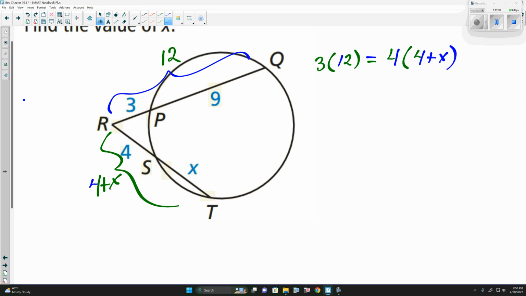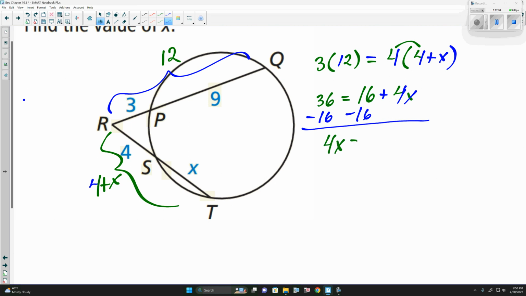Now on the left-hand side, we have 3 times 12, which is 36. 4 times 4 is 16, plus 4x. Now at this point here, we can subtract 16 from both sides. Exactly. Divide both sides by 4, telling us x is 5. And since it was just asking for the value of x, we are done.